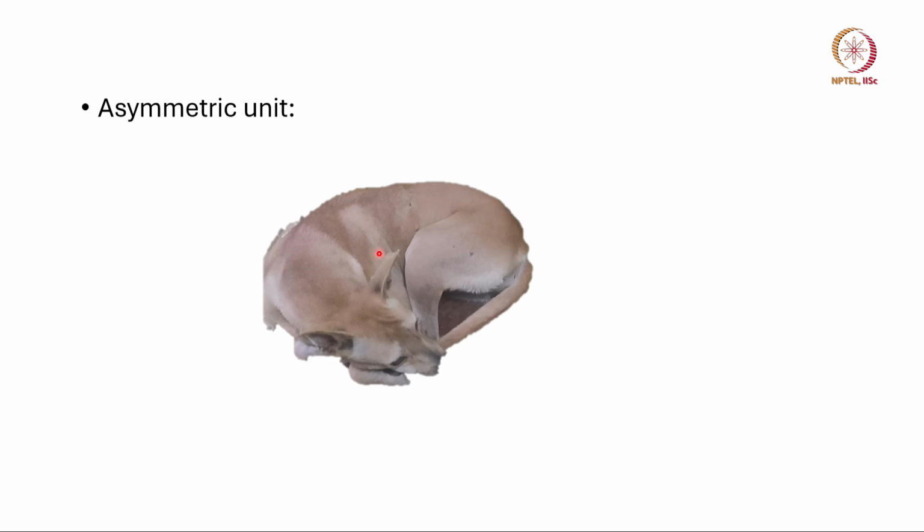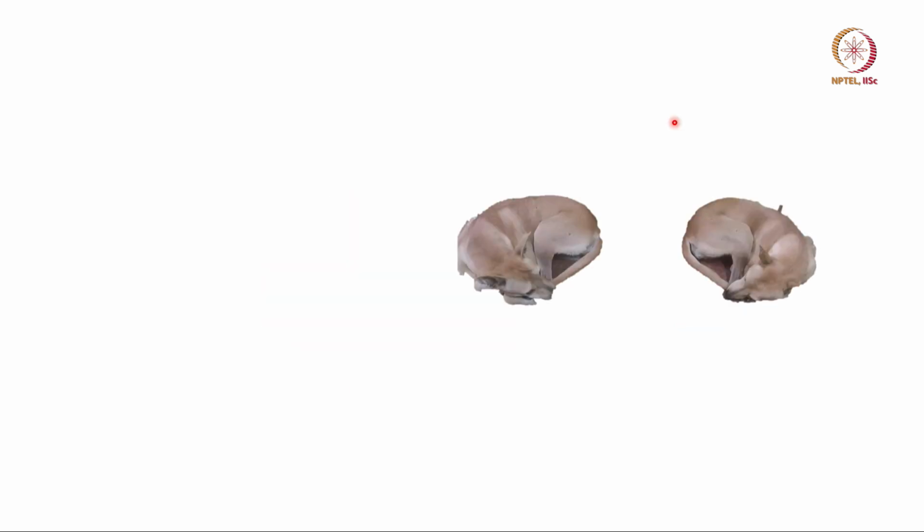This is such a unit. I am going to call this an asymmetric unit, and I am going to ask you a question. This dog has its twin brother. Every morning you go and see that the dog and its twin brother are sleeping in front of a door. That I am going to show you later.